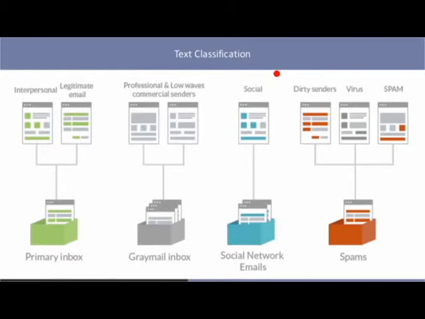So I guess these are the 4 things I just wanted you to take away from this entire exercise. 1, text classification. 2, sentiment analysis. 3, feature extraction. And 4, text summarization. These are the 4 things which you will ever do in any textual problem, right?